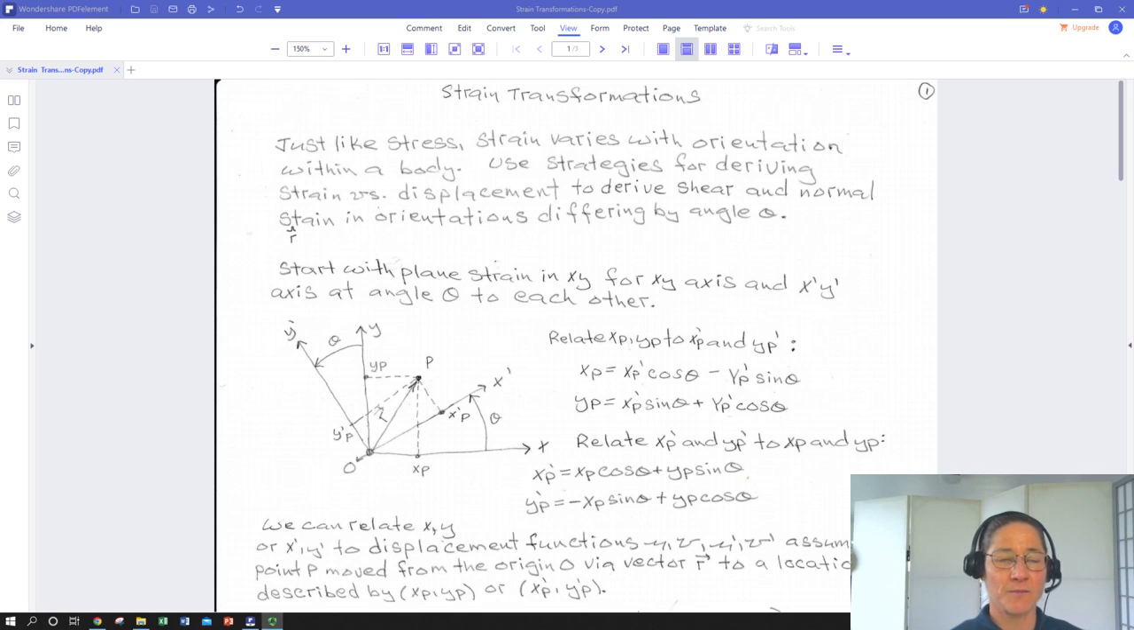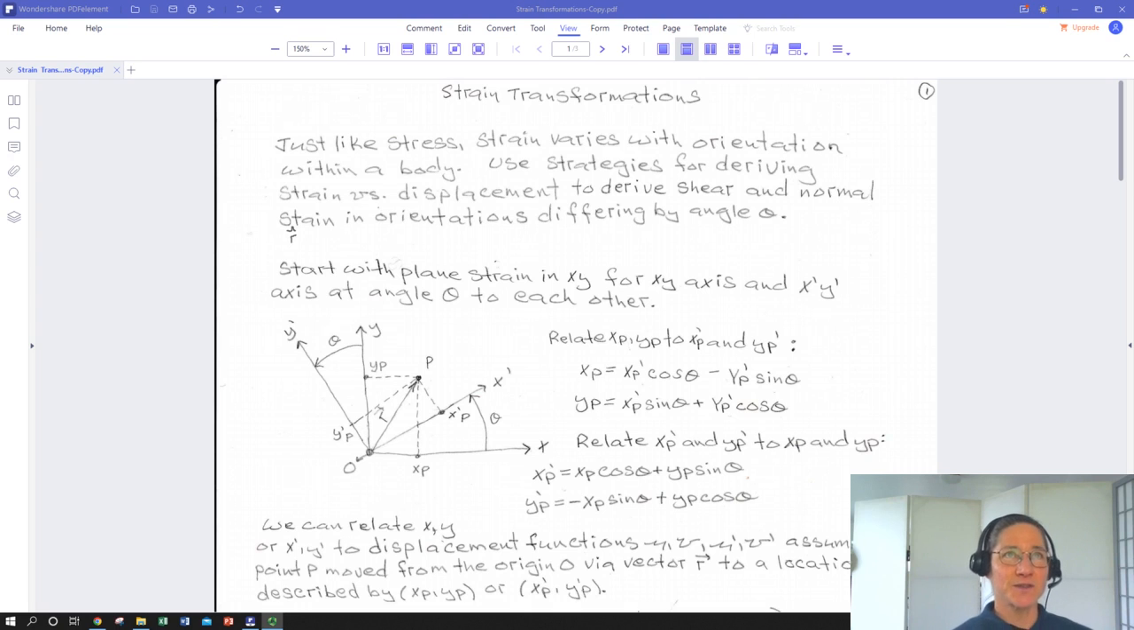So you went from, in plane stress for instance, an xy coordinate system to an x prime, y prime, tilted at some angle theta to the x-axis, and then you developed relationships geometrically to relate the normal and shear stresses in your reference xy coordinate system to your new rotated x prime y prime coordinate system.